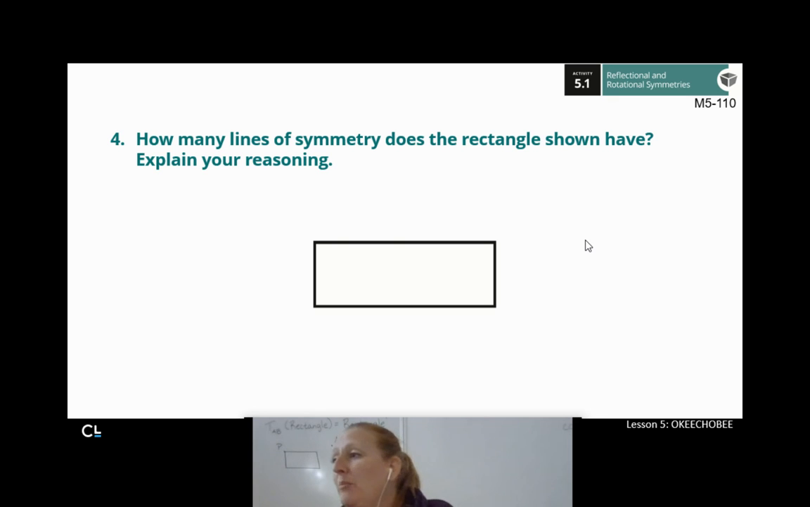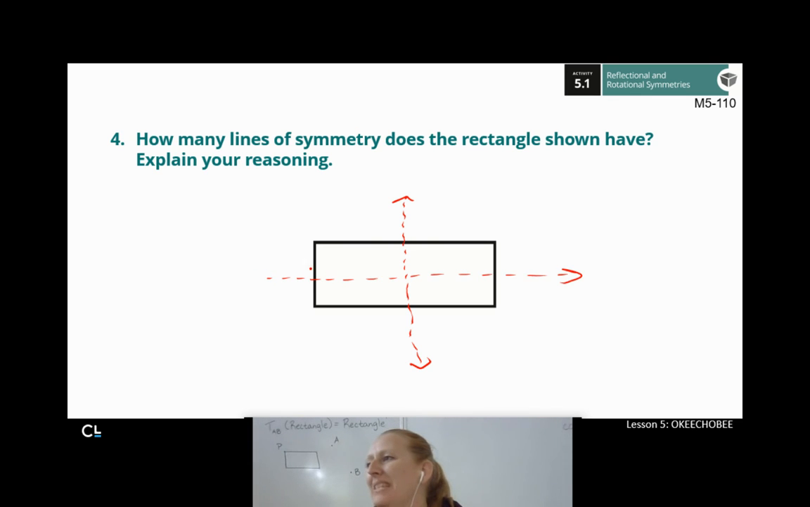So I played with this a little bit and I was like, all right, where could I fold it? And I was like, well, I can fold it here. Not a good line, but you get the idea. I can fold it here. Okay, this is again not my best line.